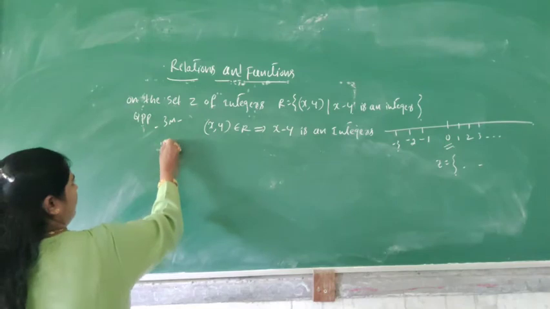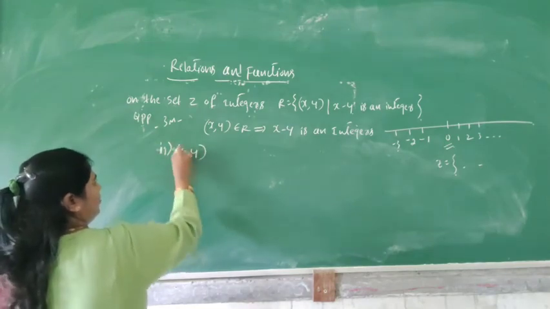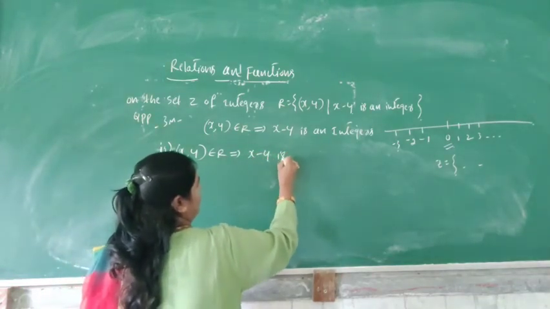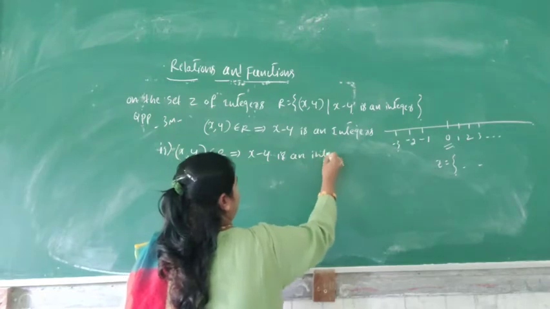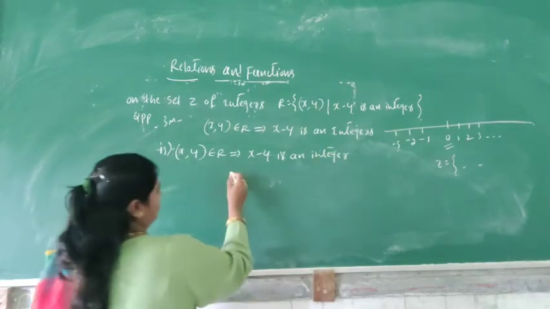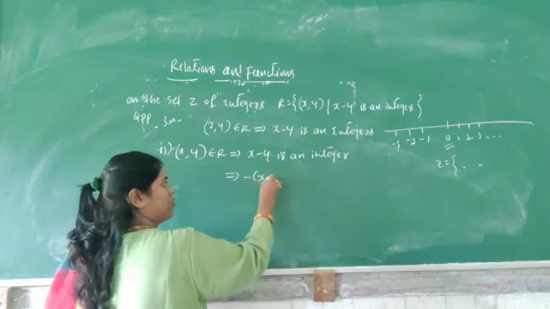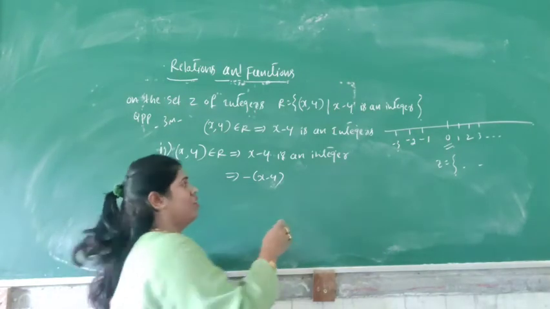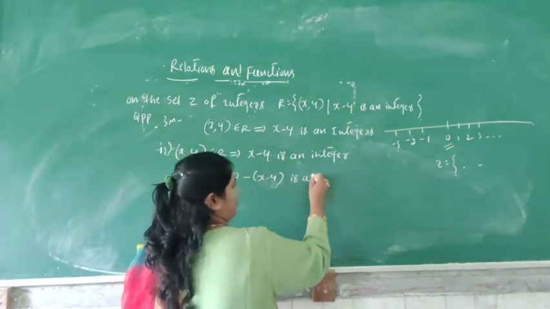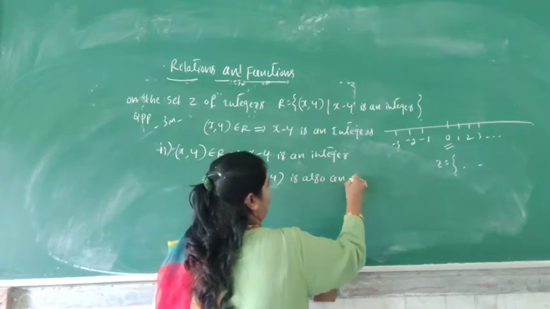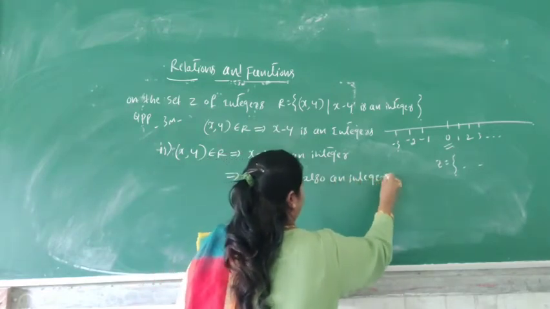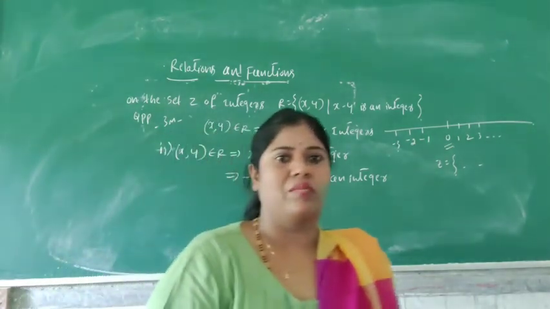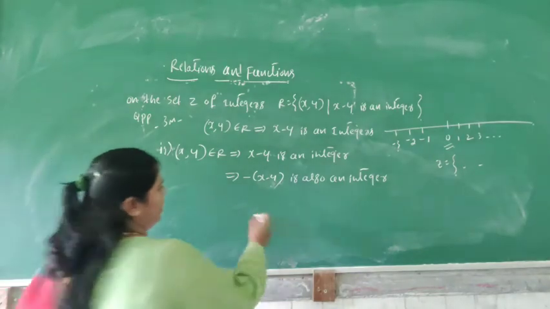Second one, xy belongs to R implies x minus y is an integer. So it implies minus of x minus y is also an integer, right? The negative of x minus y is also an integer.